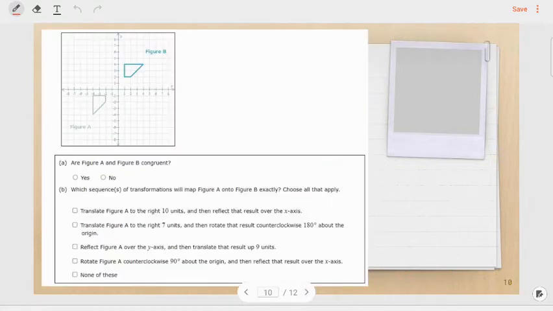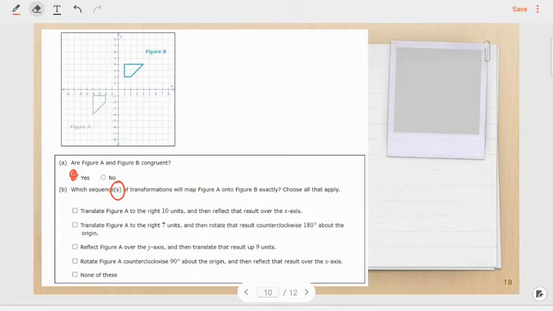Okay. On this one, we have multiple sequences. So what is going to move figure A to figure B? Now, first off, are they congruent? 1, 1, 2, 2, 3, 3. Yes, they are congruent. Next, I'm going to decide.